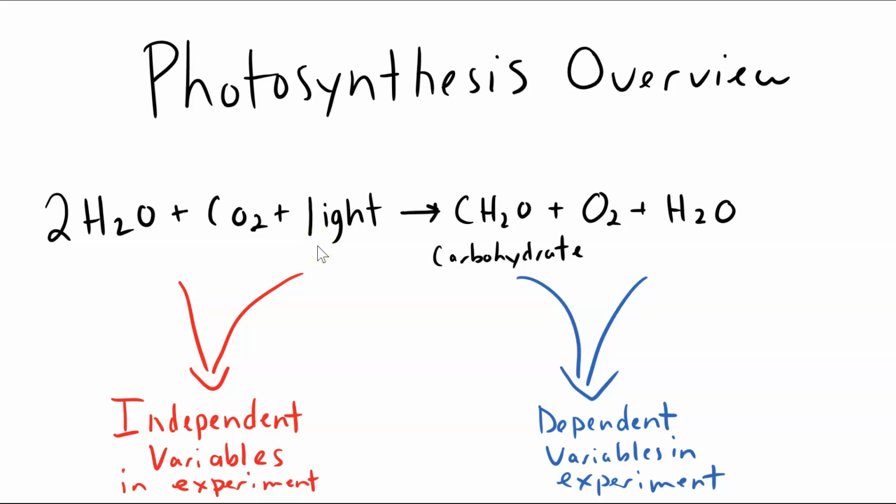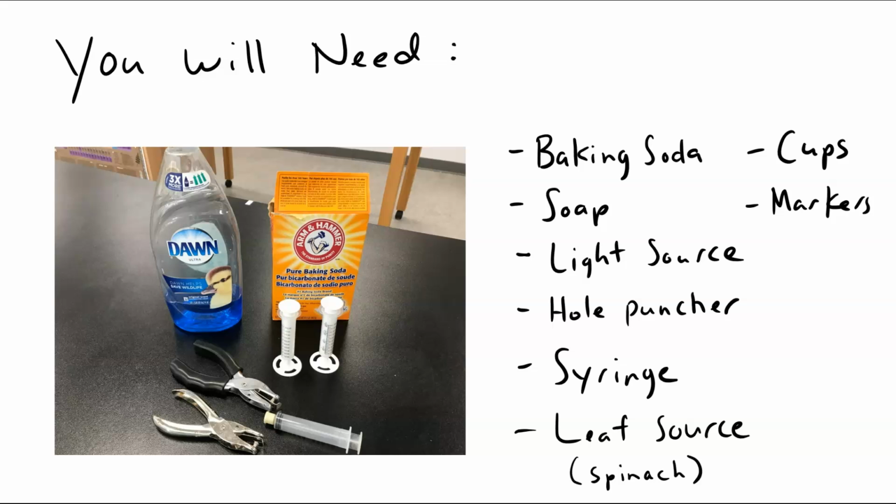So just as an overview for the experiment, the reactants represent possible independent variables for the experiment, whereas the products represent dependent variables for the experiment. So we'll use one of these three products as a readout, a dependent variable for our experiment.